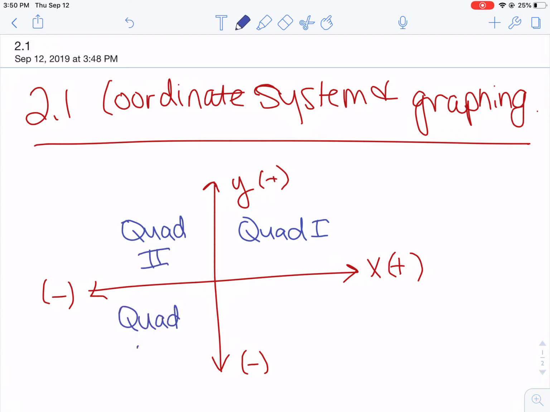Quadrant 3. And quadrant 4. So they kind of go in not clockwise, so backwards, clockwise. What's that? Counterclockwise. Counterclockwise position. So quad 1, quad 2, quad 3, and quad 4. Okay. So yeah, that's really the system.